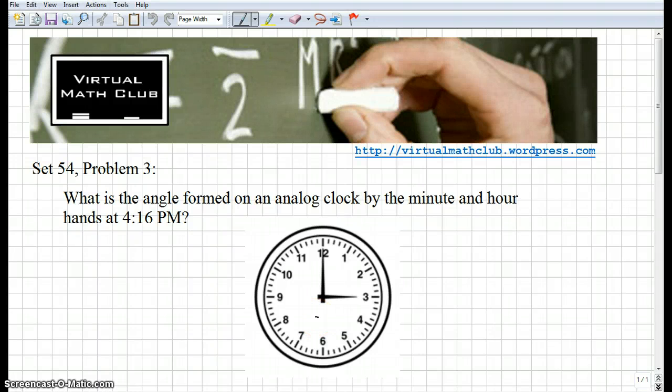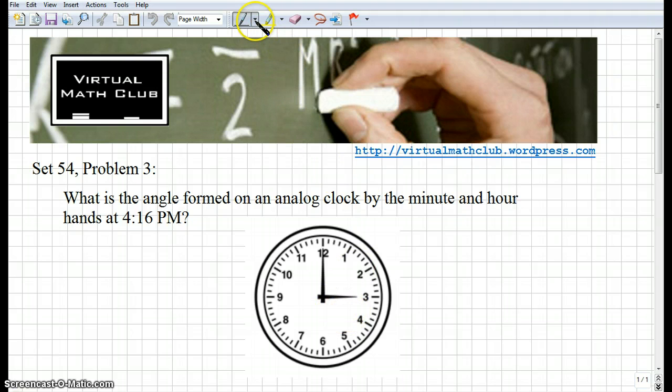What is the angle formed on an analog clock by the minute and hour hands at 4:16 p.m.? All right. Well, for this problem, let's start by just drawing on this clock here.